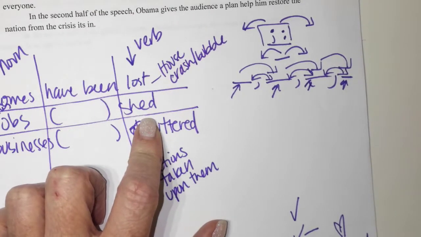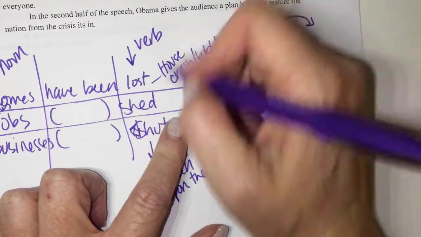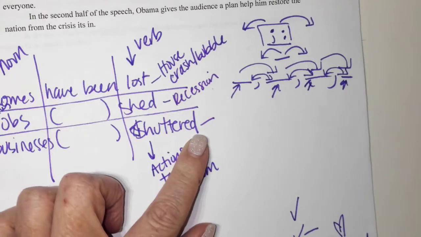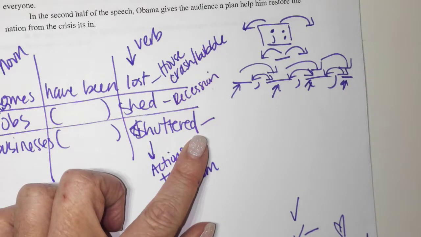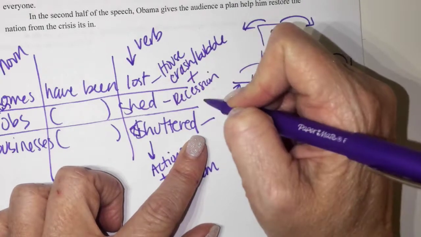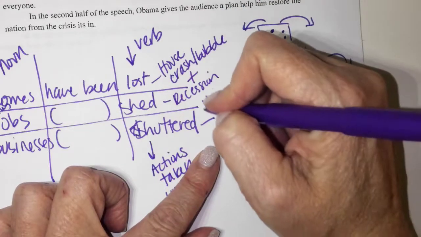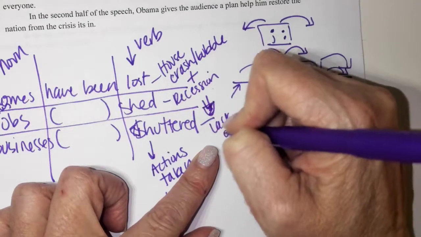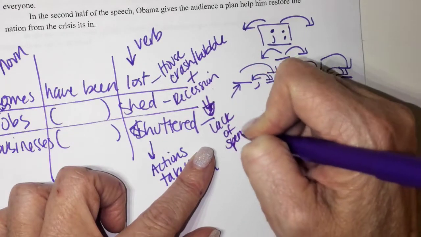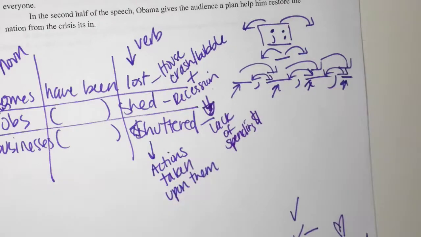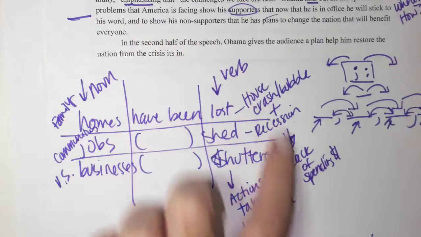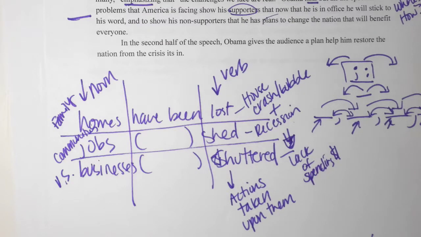Okay. Jobs have been shed. What is that in reference to? Businesses shattered. Kind of both of those, right? It's like that plus that equals that. Oh, yeah. That's not a smiley face. That's an arrow. Okay. My friends, all those things that I wrote around the side is analysis of that evidence.